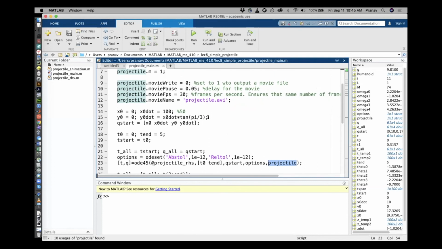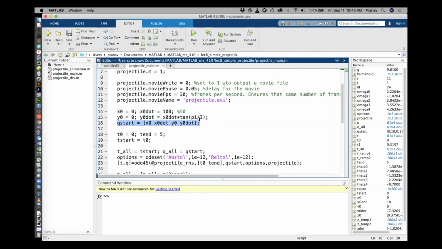So all I do here is essentially set up the initial conditions. Initial position is 0, velocity in x is 100, initial y position is 0, and then I give a certain velocity, actually launch it at pi by 3, which is 60 degrees. So that's the starting condition.